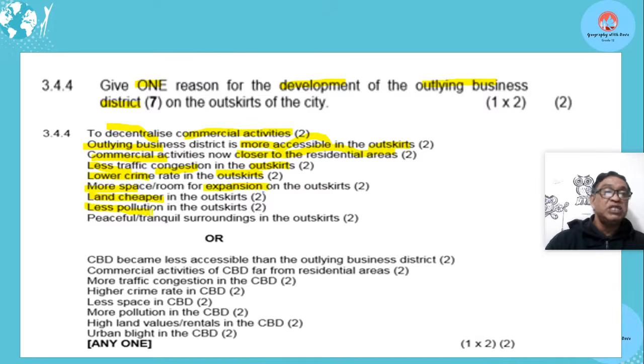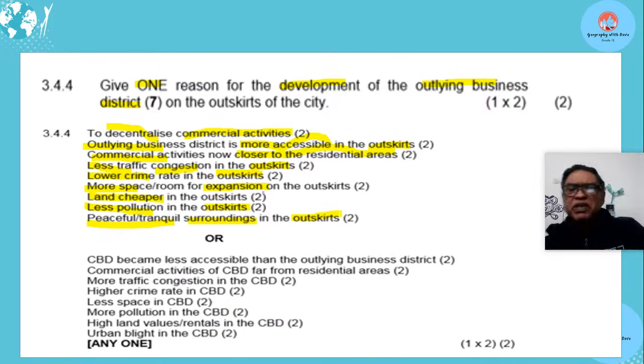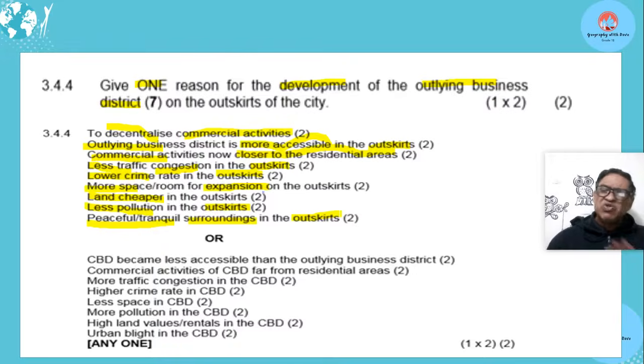Less pollution on the outskirts, which creates cleaner environments and more aesthetic appeal, therefore attracting more customers. Peaceful and tranquil surroundings in the outskirts. It's related to the aesthetic appeal, but it's more peaceful, more calm, less noise, fewer trucks, less traffic. So it's more peaceful.